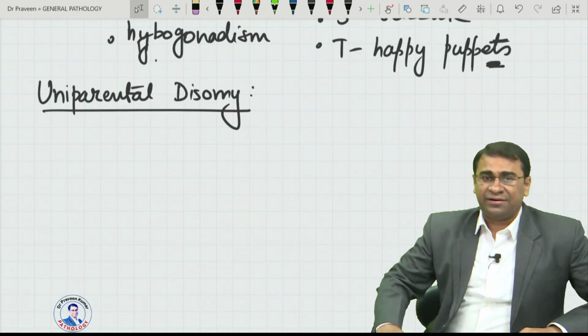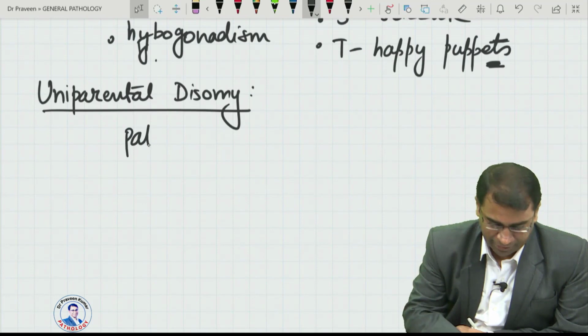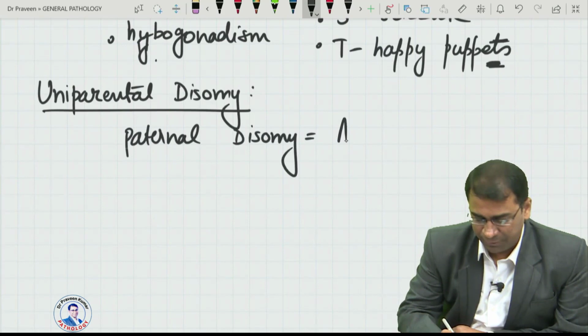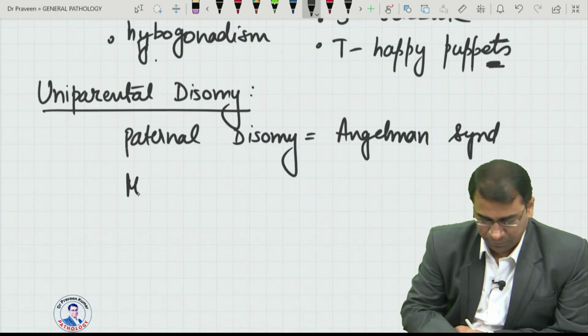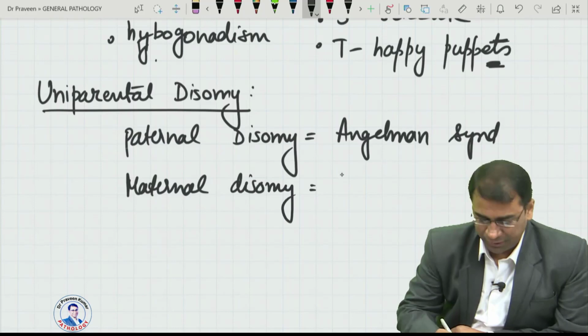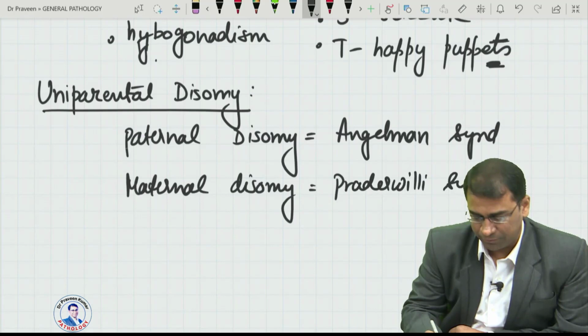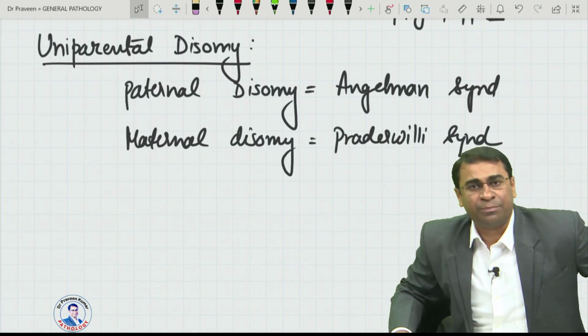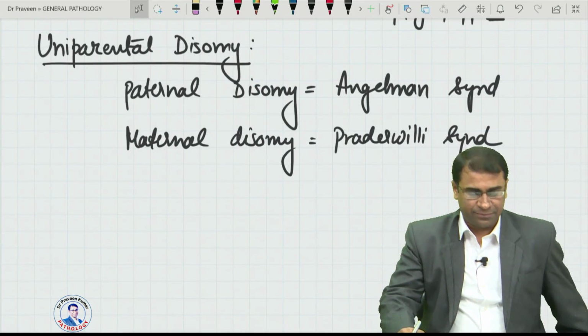In uniparental disomy, if there is paternal disomy, there will be Angelman syndrome. If there is maternal disomy, it is Praderwilli syndrome. Simple. Okay. So remember, in disomy, you do not use the mnemonic P for P and M for M. It just reverses there. This is about the uniparental disomy.